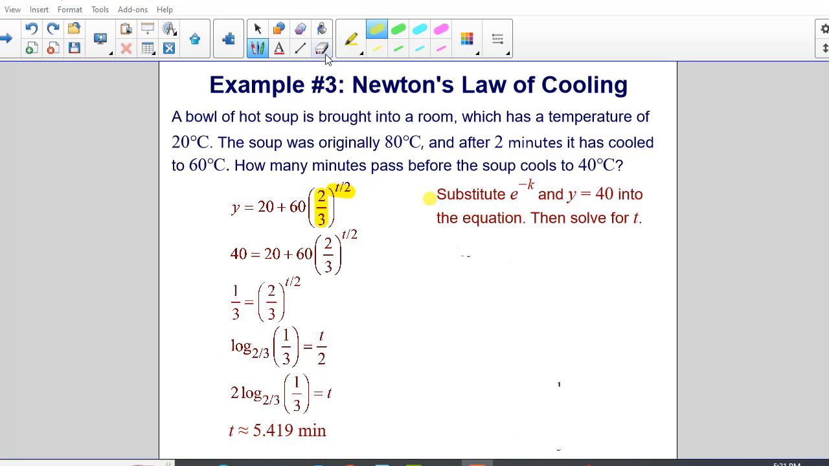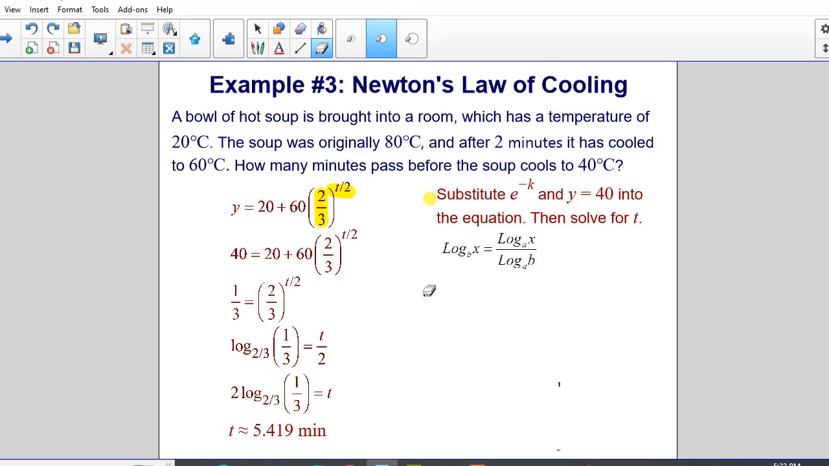Let me take a moment and explain how I went from this step to this step. How did I take 2 times the log with a base of 2/3 of 1/3 equal to t and find out an actual value of t? Because for some people that might not be too obvious if we don't know our rule of logs. So if you know these rules, please indulge me as I explain this further step. So here I have the log base b of x is equal to the log base a of x divided by the log base a of b.